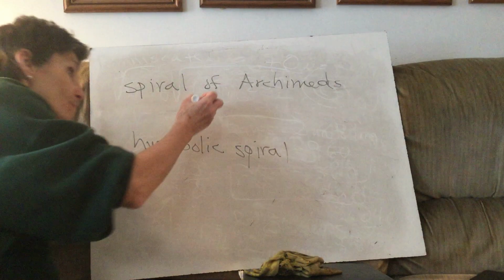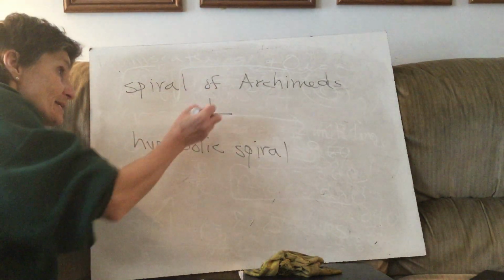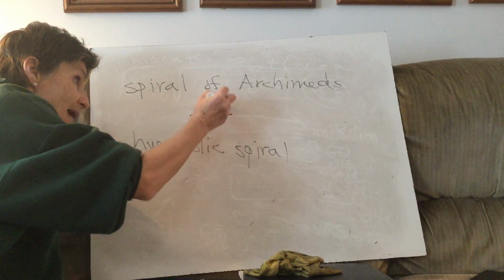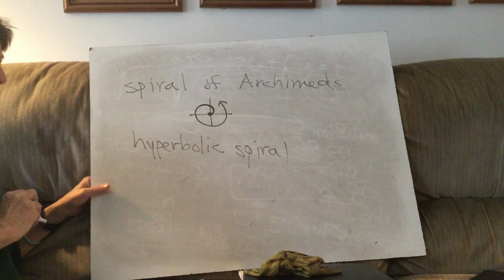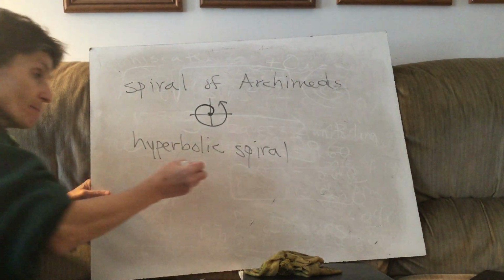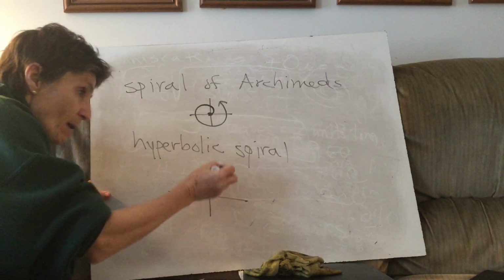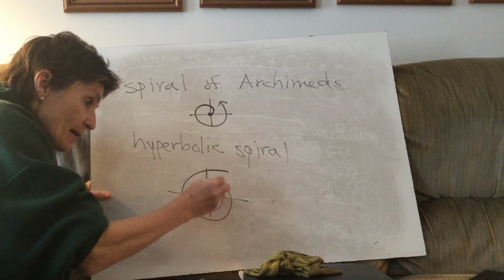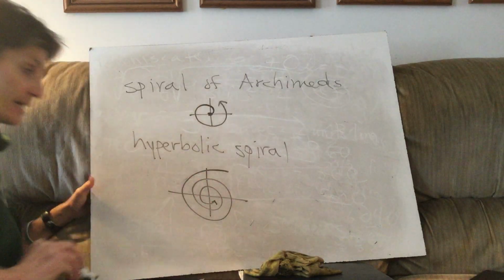So remember, the spiral of Archimedes starts at the pole and spins out like this. That's your spiral of Archimedes. Your hyperbolic spiral starts out here and spins in like this.